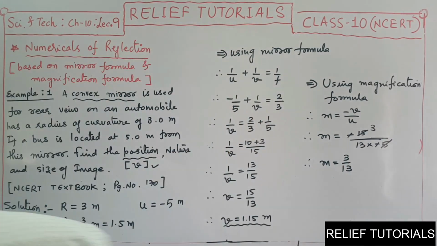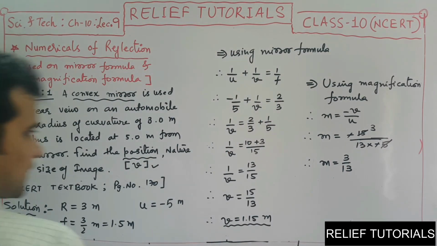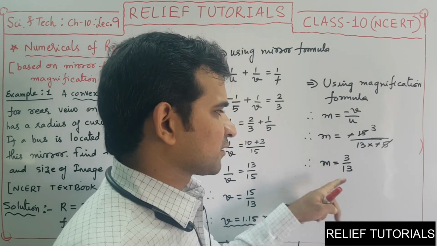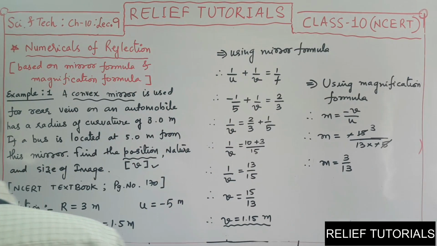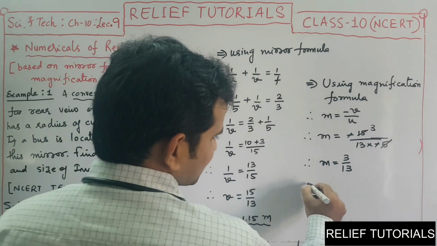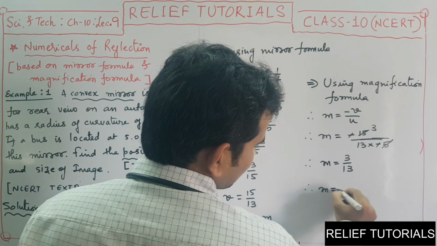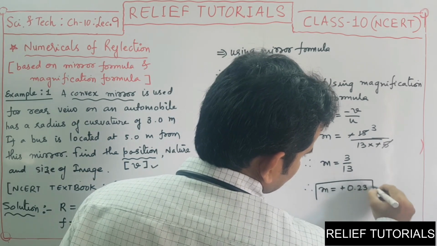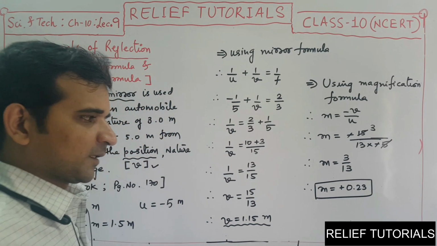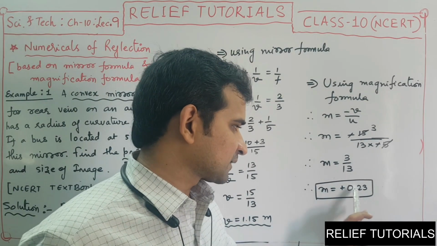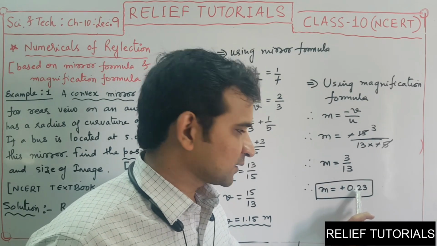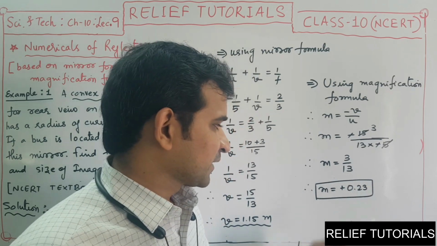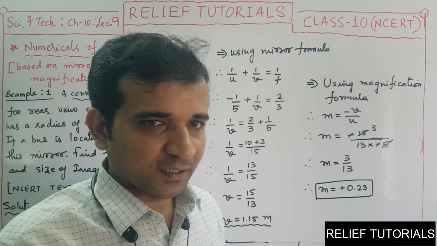13. Can you see that this number is 3 by 13, where obviously the numerator is smaller. So this number will be smaller than 1. So the nearer answer of this division will be M is equals to plus 0.23. Magnification answer is less than 1. It gives you the answer that the image is smaller than the object, and plus sign indicates virtual and erect.